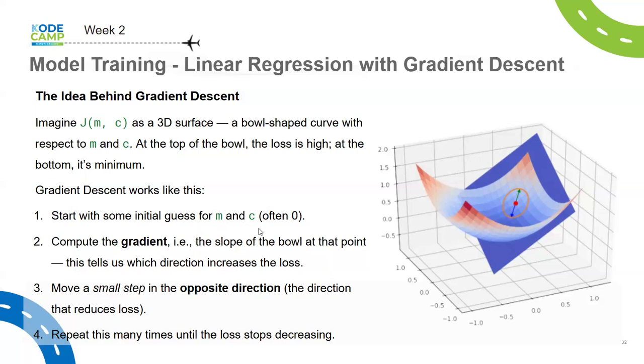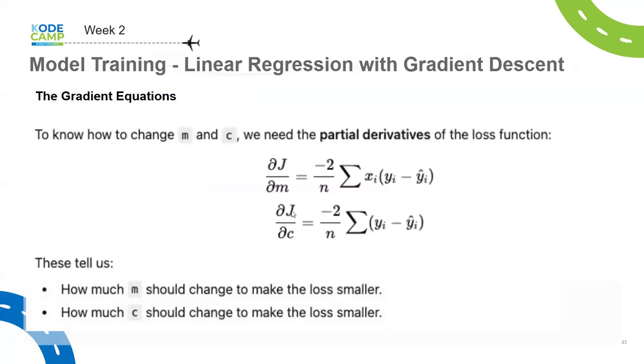So gradient descent basically works that way. Start with an initial guess for m and c. Then compute the gradient. I'll show you how to do that in code shortly. Then move a small step in the opposite direction. That will reduce the loss. And then you continue to repeat this in a loop until you get to a point of minimal cost function. And by the time you finish that, you have trained your model.